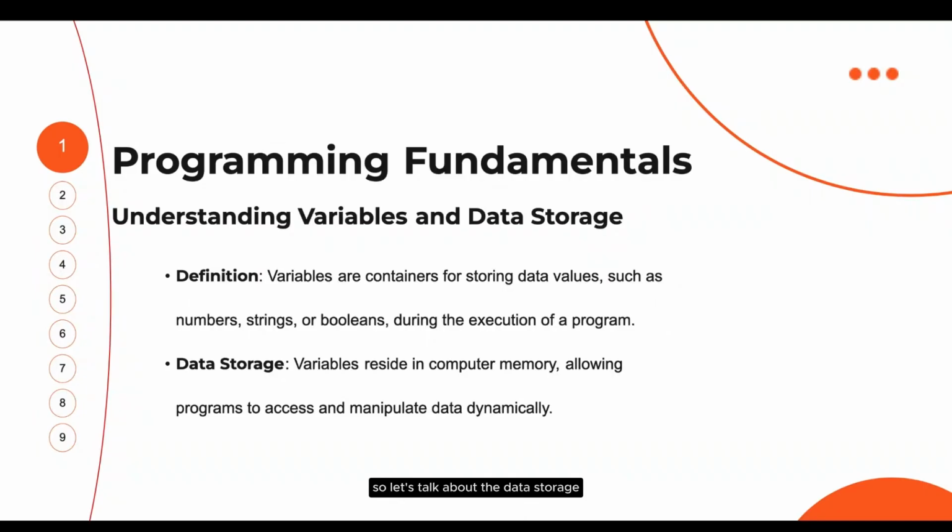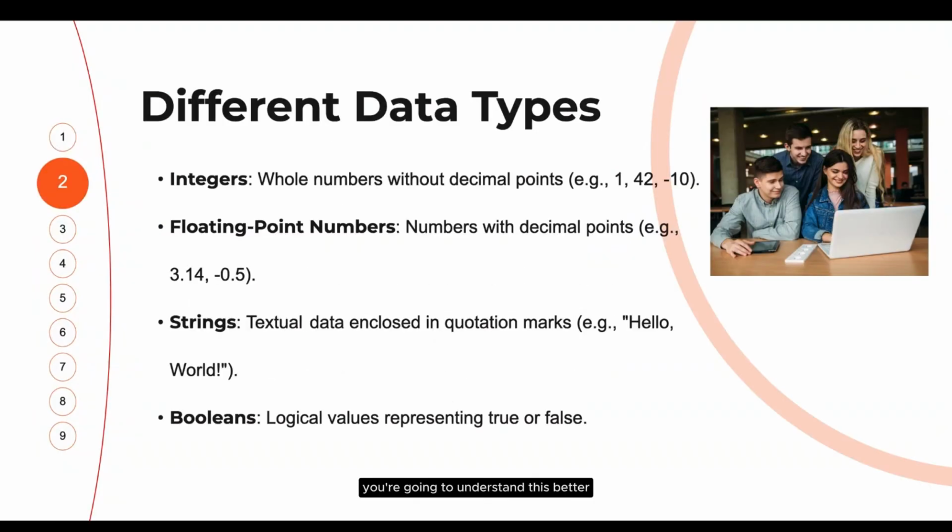So let's talk about the data storage. Variables reside in computer memory, allowing programs to access and manipulate data dynamically. Like I mentioned, a variable is just a name given to a computer memory location. That memory location that has been assigned to this variable is what we refer to as the data storage. Okay, so that's the data store. That's the allocation that the variable has been assigned. But don't worry, you're going to understand this better.